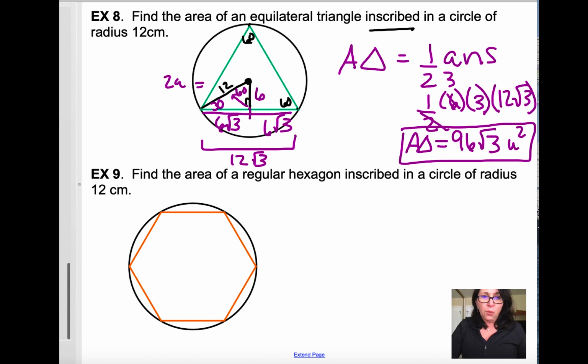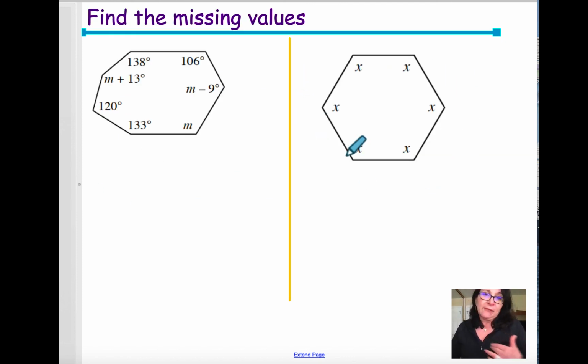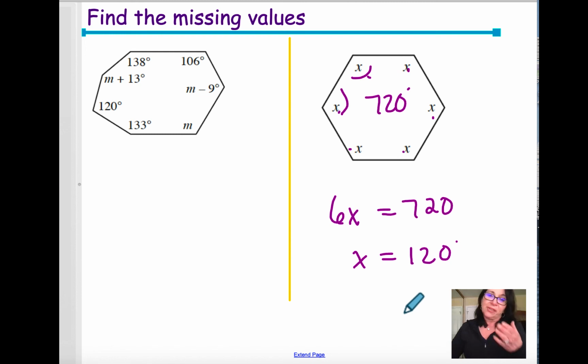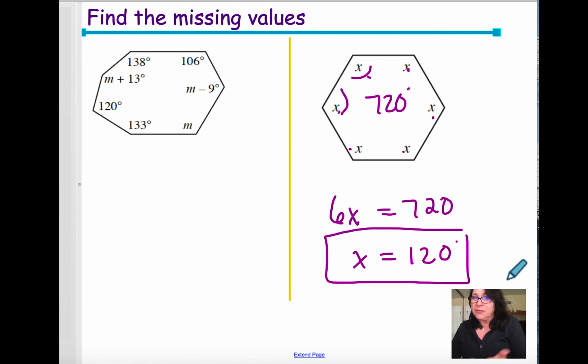Aside from that, there's a few other things just to remember. One of them is that when we're looking at shapes like this and we have to find the missing values, if these values are all the same, they're all the same angle. So this is 1, 2, 3, 4, 5, 6 x's. And this is a hexagon. And the sum of the angles, remember, is 720 degrees. So if I say 6x is equal to 720 degrees, and I divide by 6, that means each angle definitely is 120 degrees. That works if each of the angles is the same.